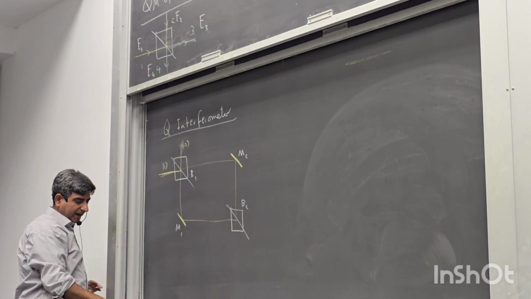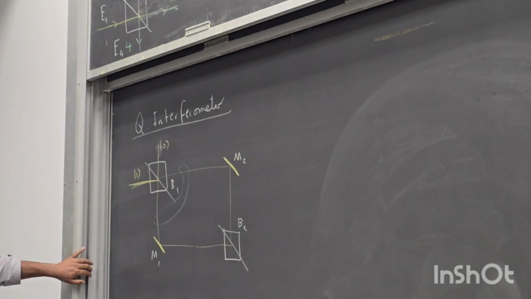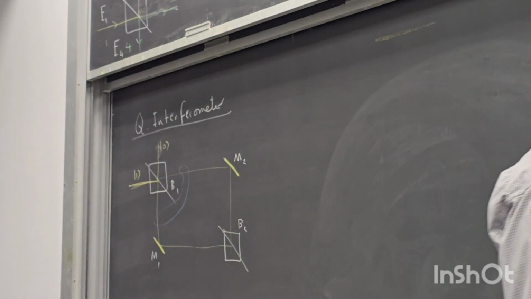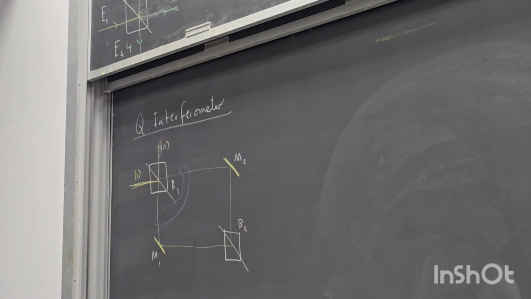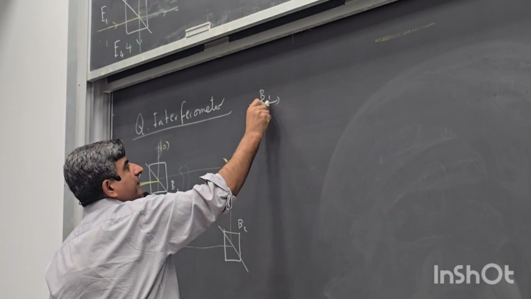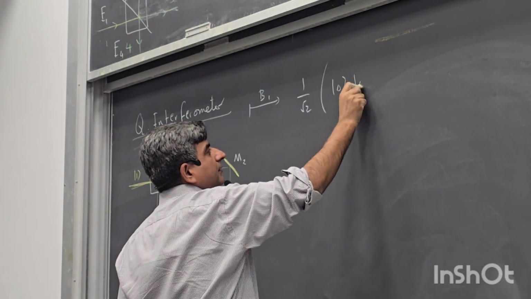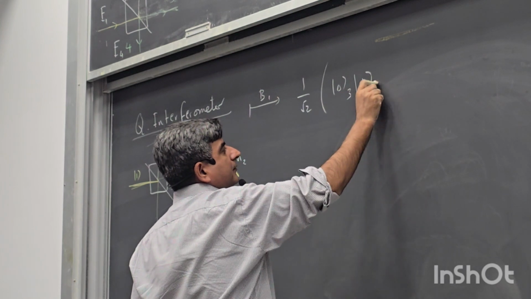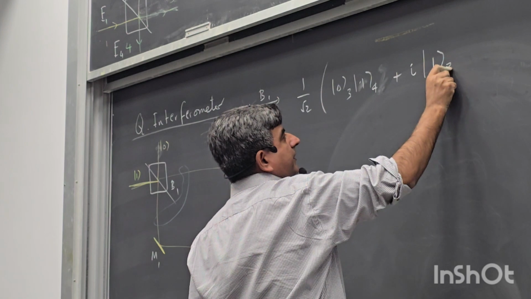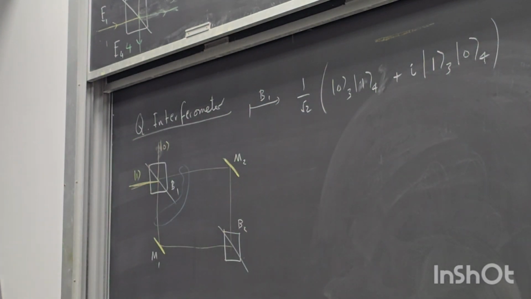After this beam splitter here, we know that we've created a superposition state given by this. So after the first beam splitter, we have created 1 over root 2, |0,3> plus iota |1>. Alright, this is after the first beam splitter.